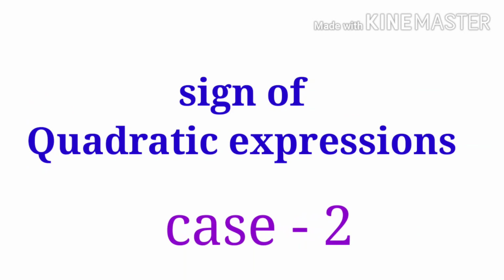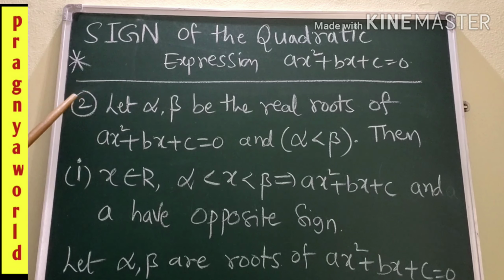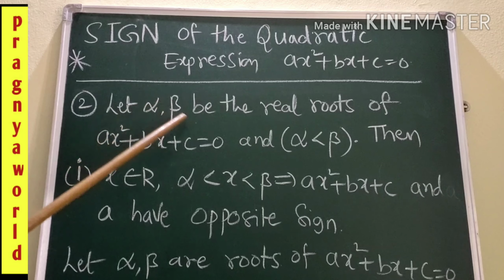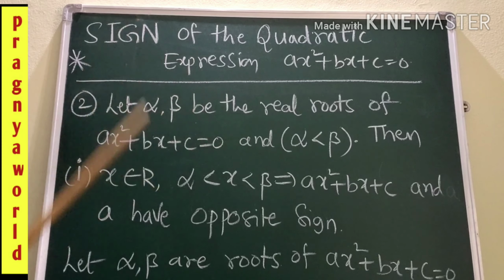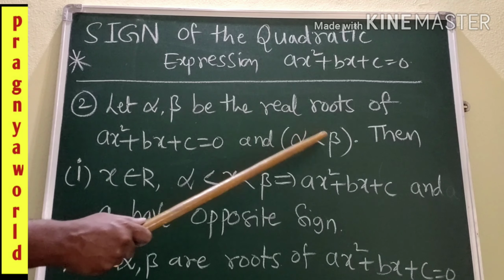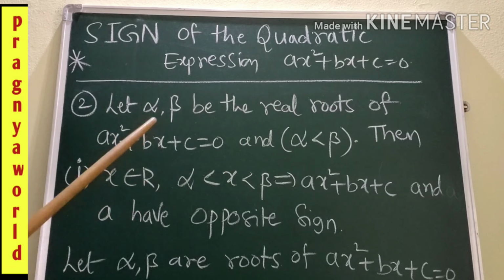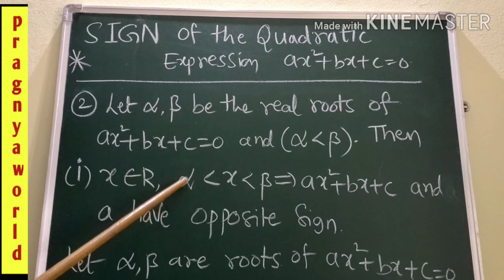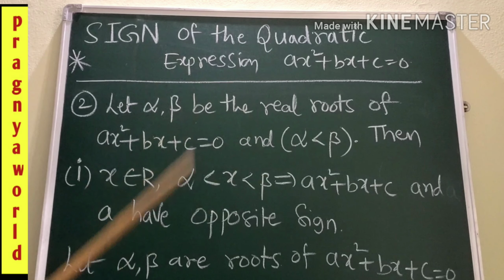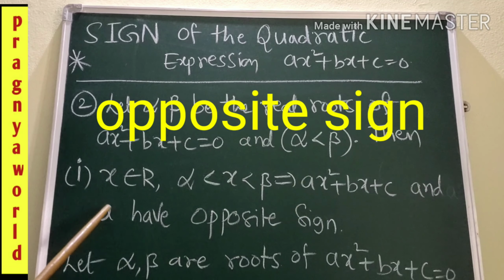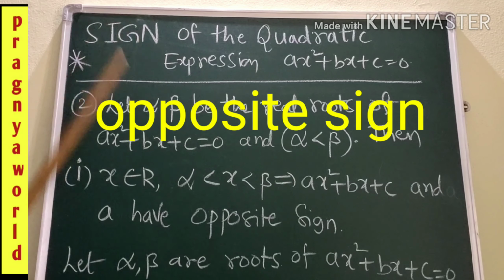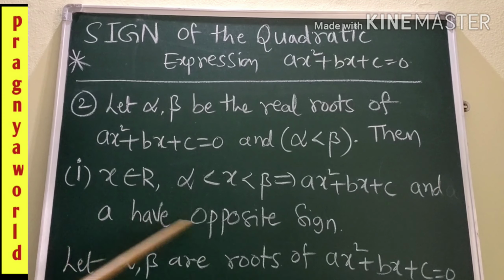Let us see the second case of the sign of the quadratic expression. Let alpha, beta be the real roots of ax square plus bx plus c is equal to 0, and alpha is less than beta. Then, if x belongs to R and alpha is less than x less than beta, that implies ax square plus bx plus c and a have opposite sign. So this is the required proof.